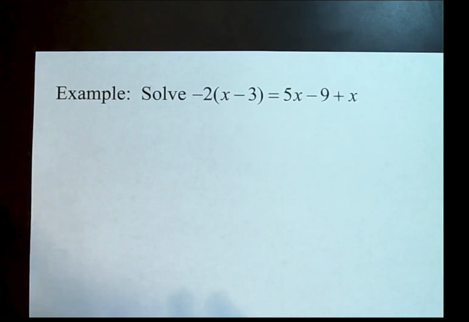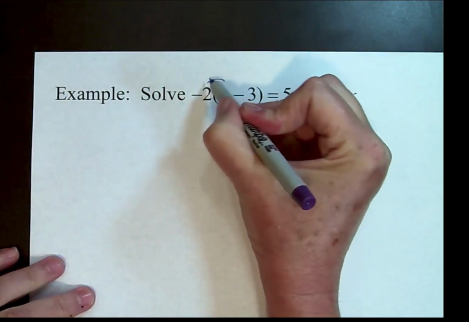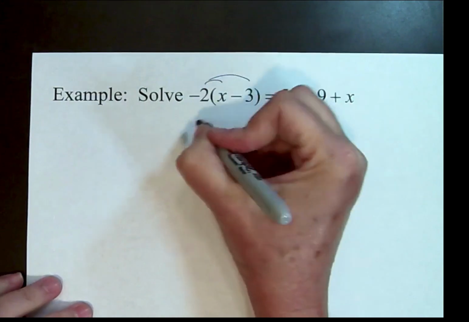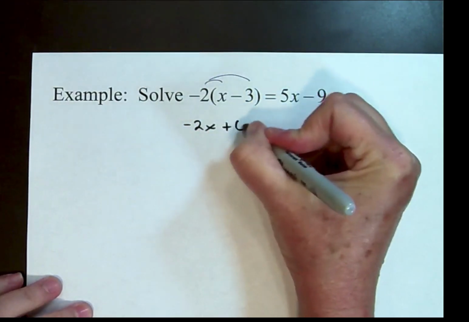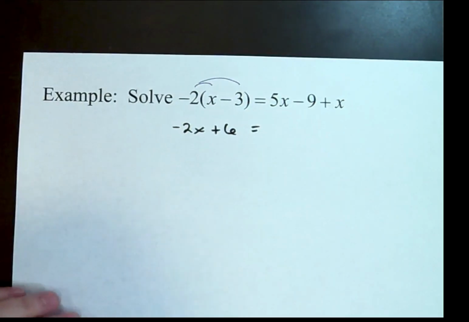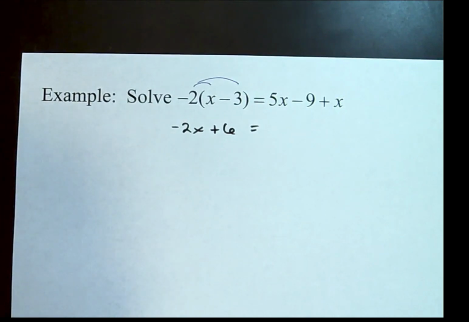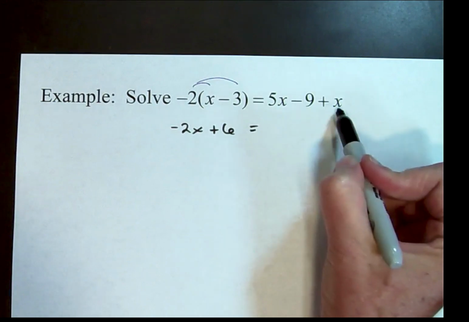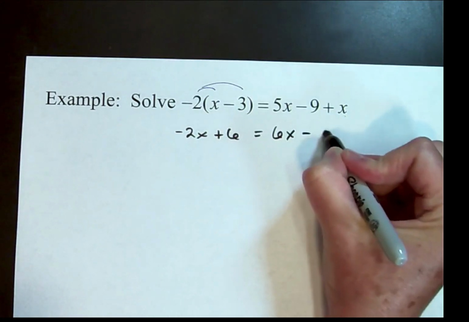Okay, so I'm going to distribute that minus 2 into the parentheses. So minus 2x plus 6 equals. Now there's something else I personally would do here, even though it's not mentioned until step 3. I would go ahead and combine these like terms on the right hand side. 5x plus x is 6x.